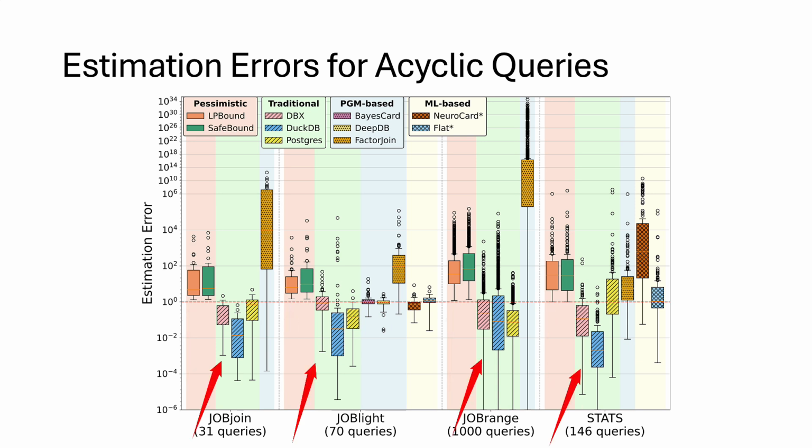Traditional approaches, like Postgres, make the uniform assumption and thus might underestimate the cardinality. The machine learning approaches, including both PGM-based and NN-based, can be very accurate for job-like queries. This is the benchmark where they are tuned on. However, for other benchmarks, they are either hard to be migrated or have large errors. This demonstrates the effectiveness of LpBound.